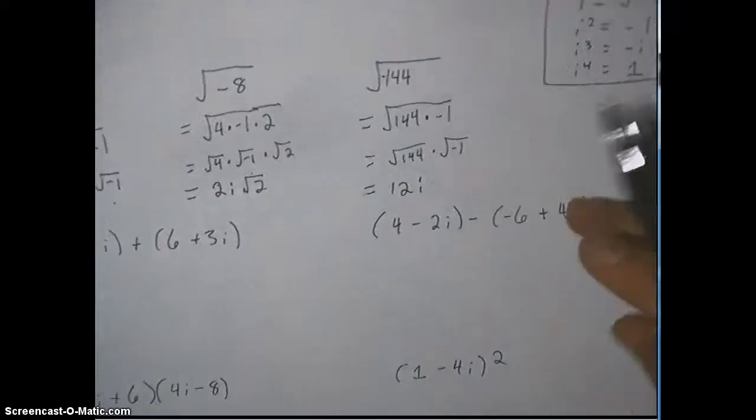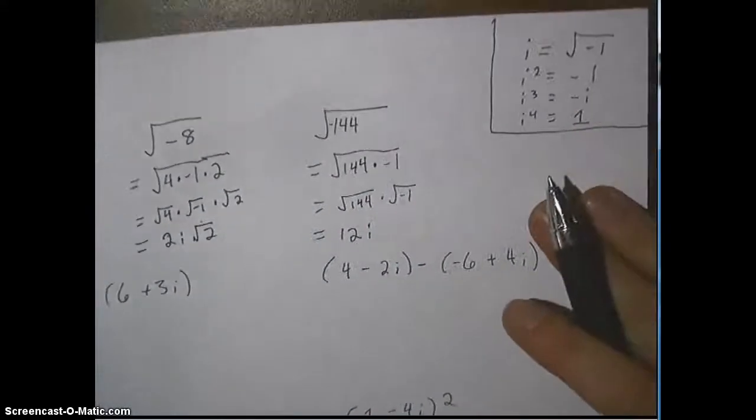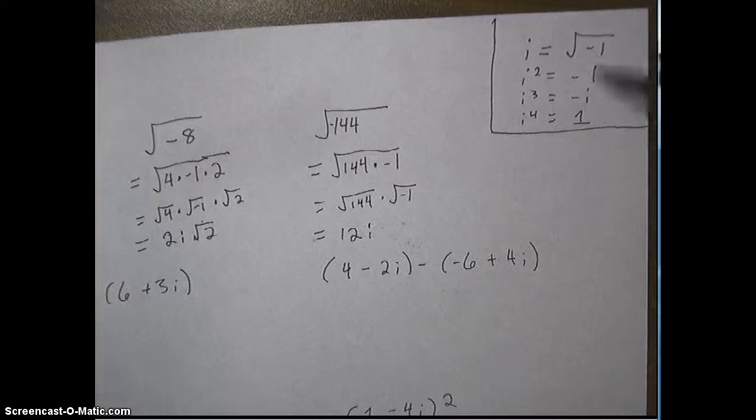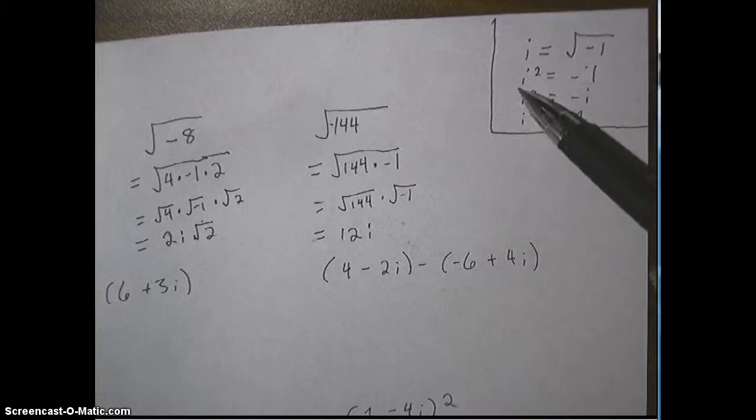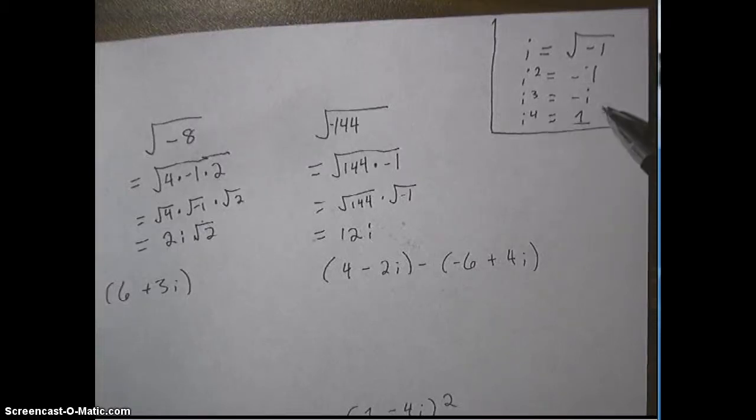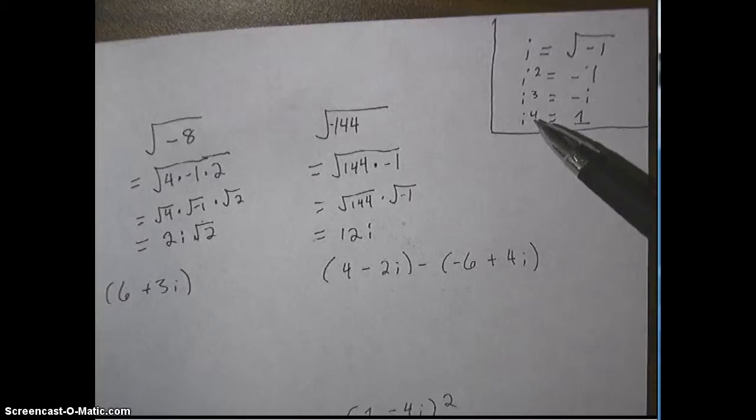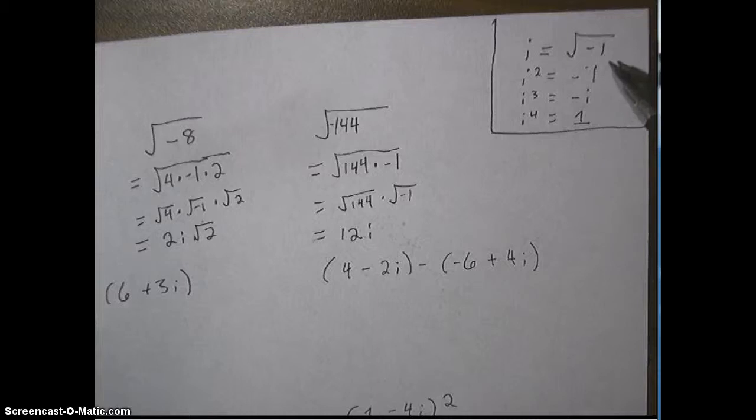So these imaginary numbers, there's only actually 4 of them. And this is the imaginary number set. This is all 4 of them. i equals the square root of -1, that's what we were just talking about. i squared equals -1. i cubed equals -i. And then i to the 4th power is the real number 1. So these are the only 4 numbers you need to know in the imaginary number set. I'll refer to these again in a moment.